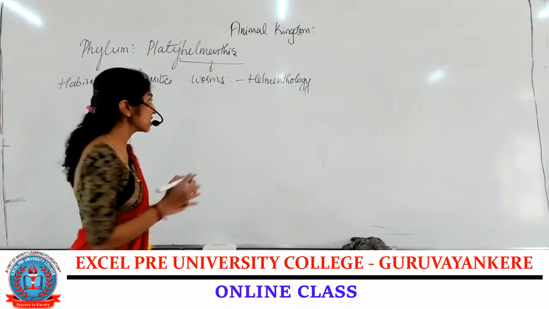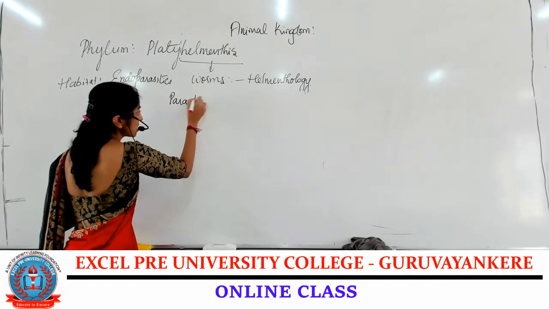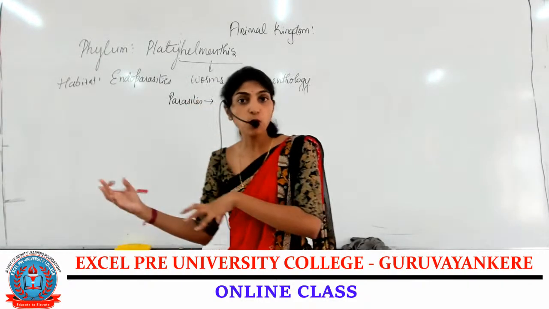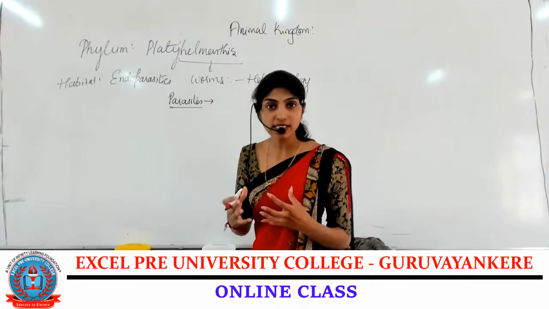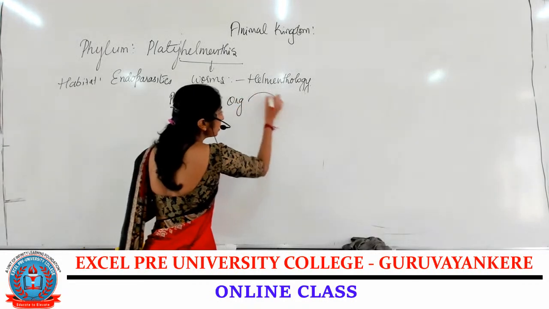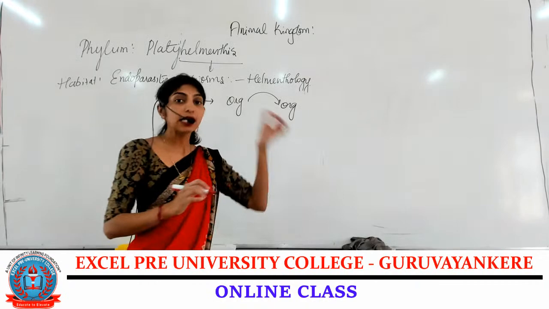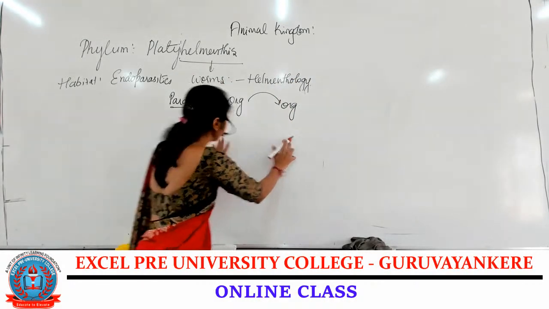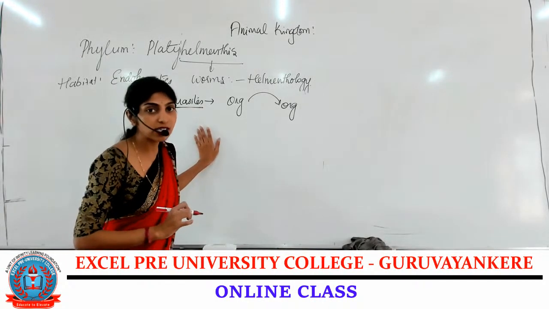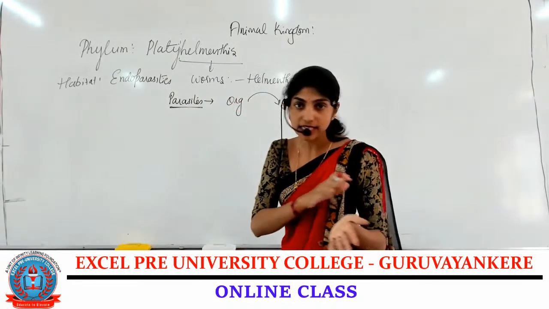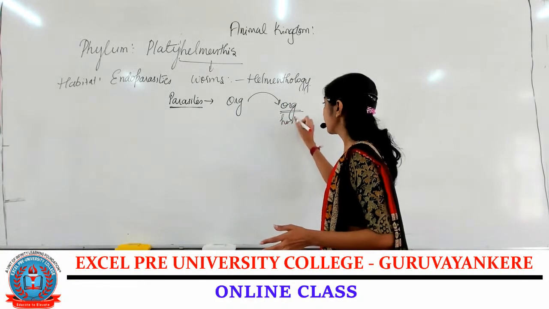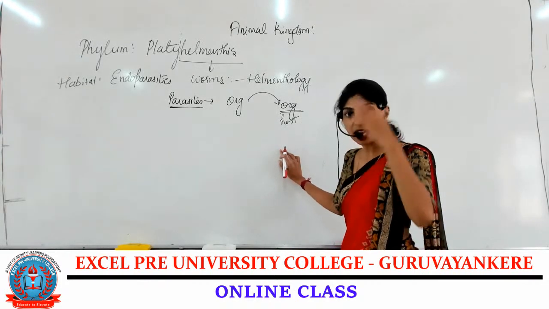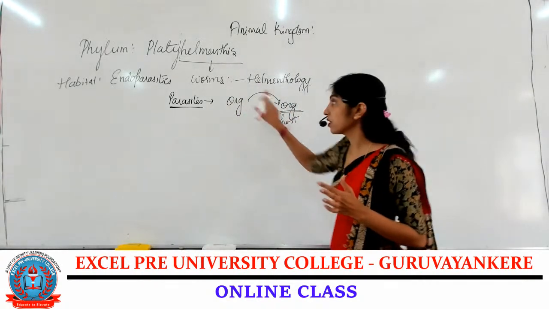First, coming to parasites. If any organism is dependent on another organism for nutrition or locomotion, then we call it a parasite. For example, lice on the hair are dependent on us. One organism is dependent on the other organism. Such an organism we call a parasite. The organism on which it depends, we call the host body. Human beings are the host for the lice present on the hair. If the lice are dependent on us, then we call them parasites.